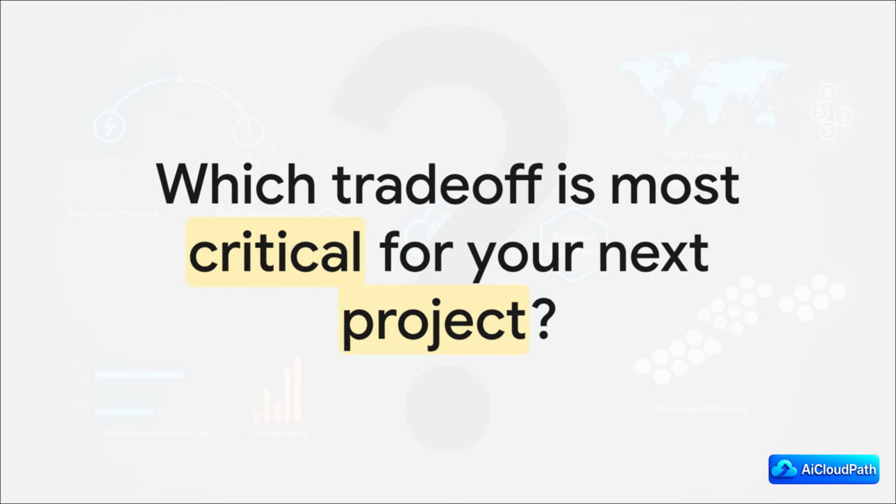So I want to leave you with a question to chew on. As you're planning your next generative AI project, which one of these trade-offs, speed, availability, or the pricing model, is going to be the most critical decision that you have to make? Seriously, thinking about that right now will save you a ton of time, money, and headaches down the road.